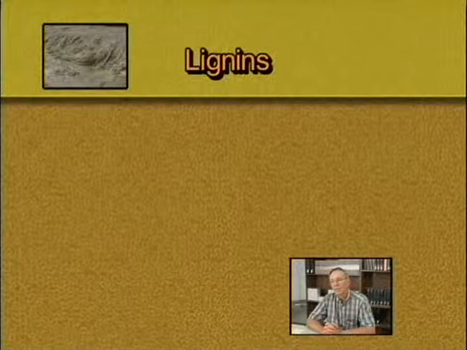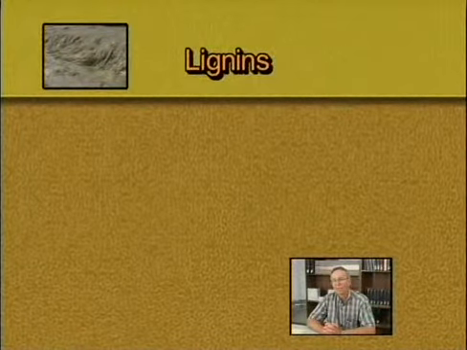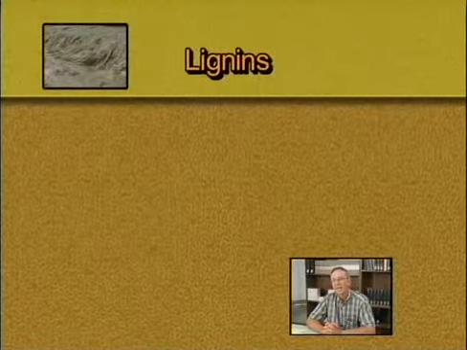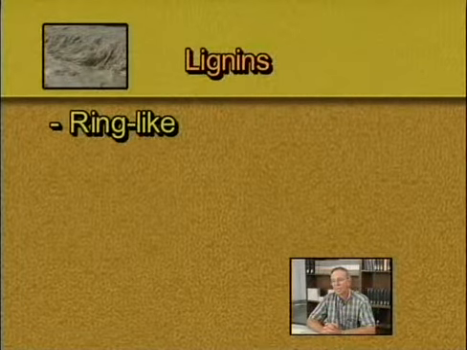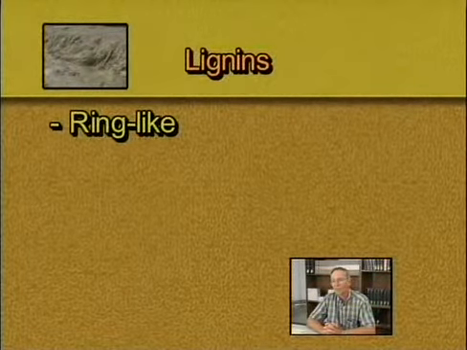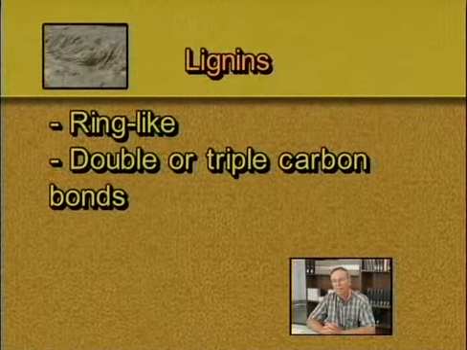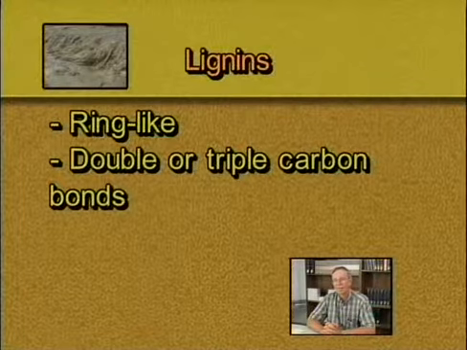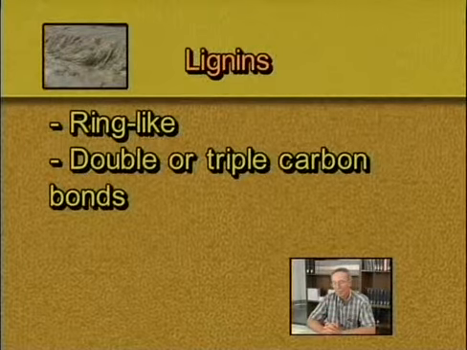A third organic component of plants is a group of compounds which are called the lignins. Now the lignins, these are sometimes thought of as being complex carbohydrates, but they're really a little bit more complex than that. They're large ring-like structures. They contain carbon, hydrogen, and oxygen, but certainly not in the proportion of 1 to 2 to 1 like the carbohydrates do. Also typical in the lignins are some double and or even triple bonds between carbons, which make these components much more resistant to breakdown or decomposition by the soil organisms.